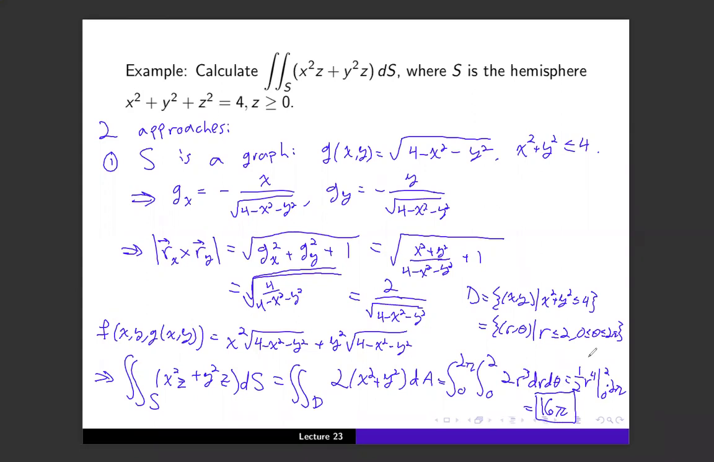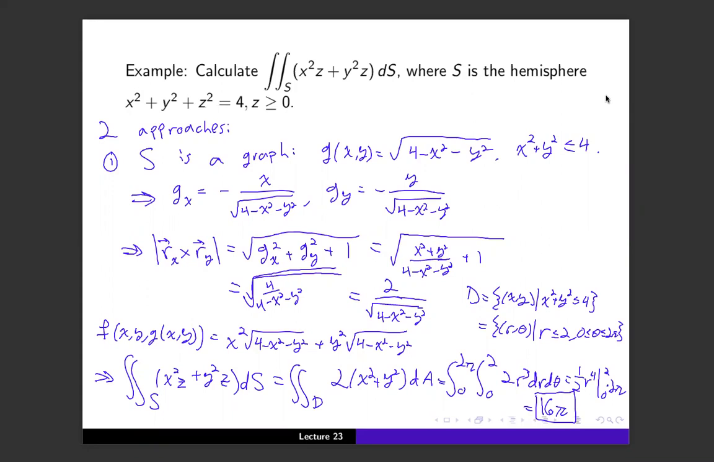All right, so that's one approach to doing this problem. You can parameterize this surface as a graph. But that's not the only way to solve this problem. This worked, and it wasn't terribly difficult, but sometimes working with square roots can be a little bit frustrating and obnoxious. So maybe you don't want to have to deal with that. That's okay. There's a way to avoid that. So let's see another way of doing this problem.